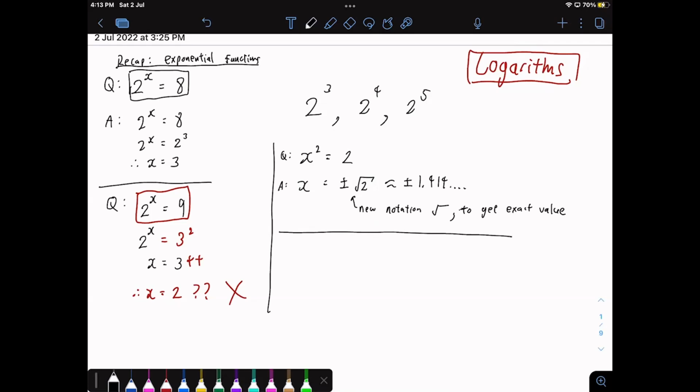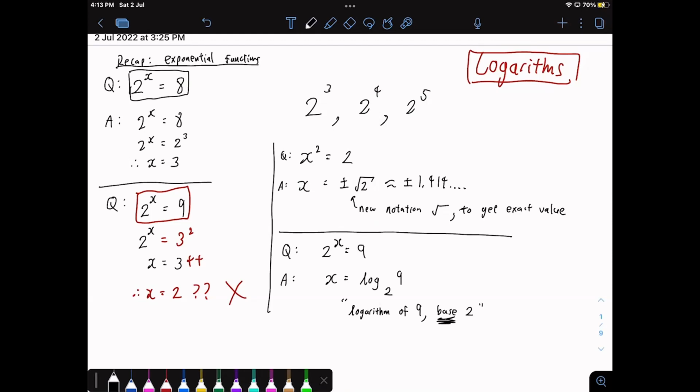Now let's go on to logarithms. This one is definitely new. Again, I'll write down 2 power x equals to 9. But this time, how do you solve for x? By definition, it will be equals to this: log 9 base 2. I read this as logarithm of 9 base 2.